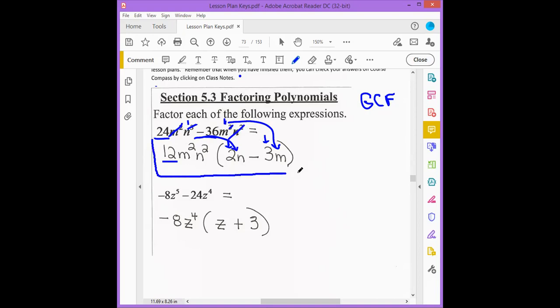So this will be our answer. We have 12m squared n squared outside parentheses, and in parentheses 2n minus 3m.